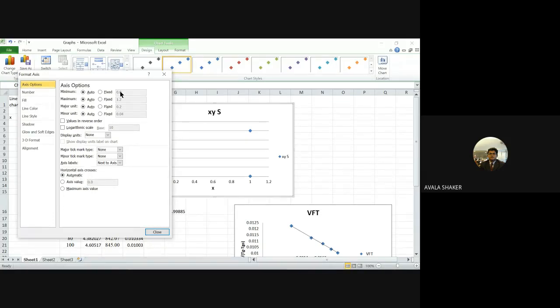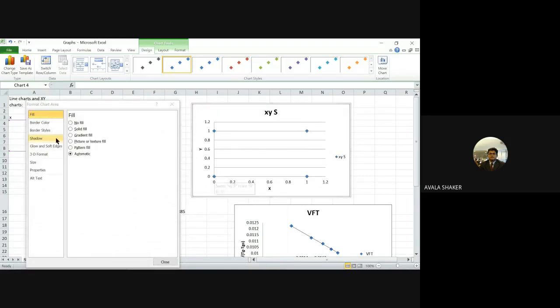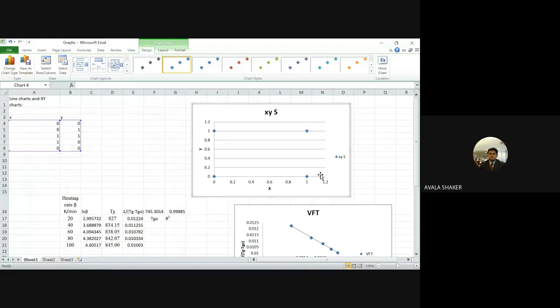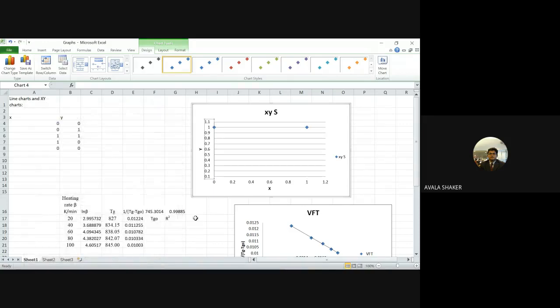Let me just show you this. See, now the graph is starting from where? You can see it is starting from 0, 0. I want it to start from, let's say, 0.1. You can see that it is now not starting from 0, but from 0.1.